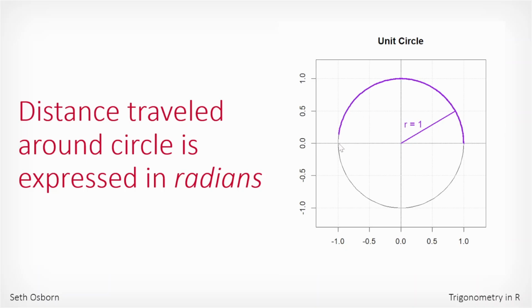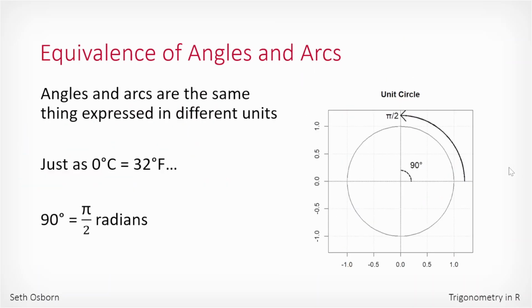It's not quite halfway because halfway would be pi radians or 3.14. We can continue on to 4 radians, 5 radians, 6 radians, and it's not quite there because the full way around is 2 pi, which is a bit over 6 radians. Now, the thing about radians is that they're actually the same as degrees. Angles and arcs are 2 different ways of expressing the exact same concept. So in the same way that 0 degrees Celsius is the same as 32 degrees Fahrenheit, 90 degrees is the same as pi divided by 2 in radians.